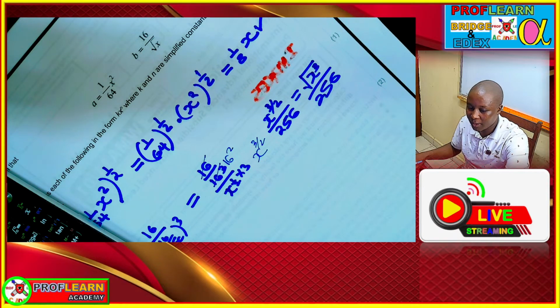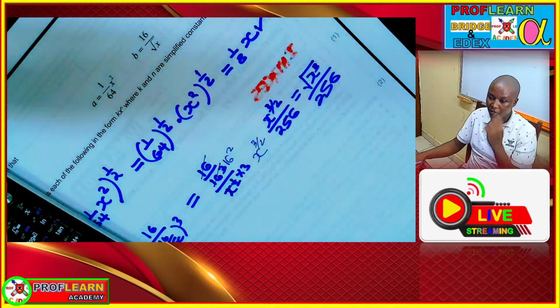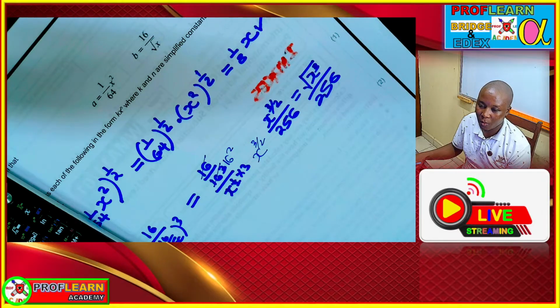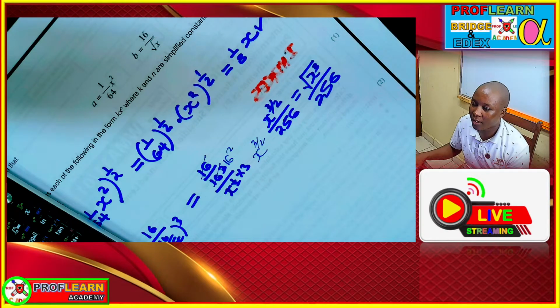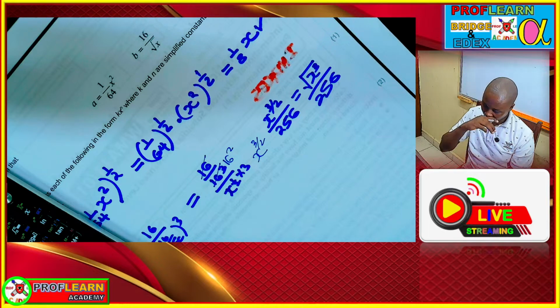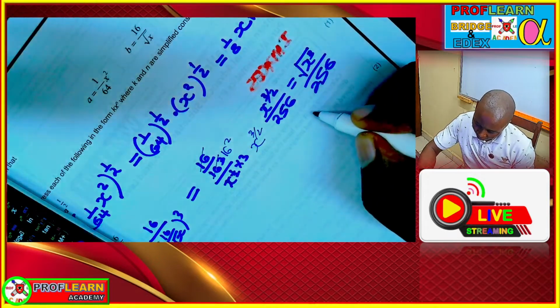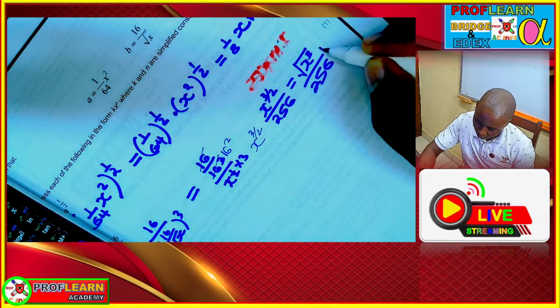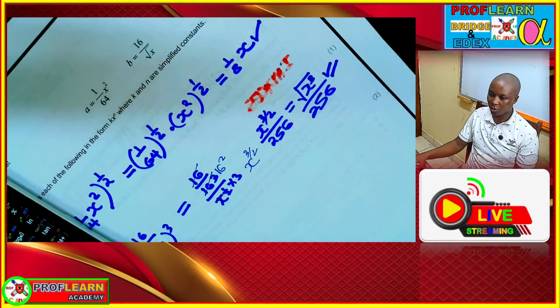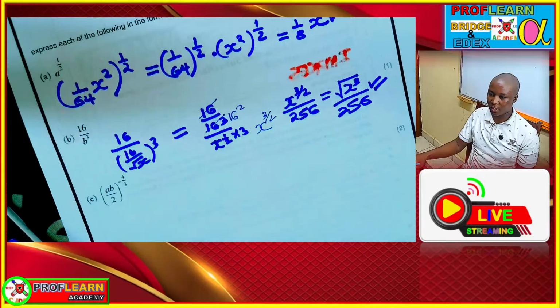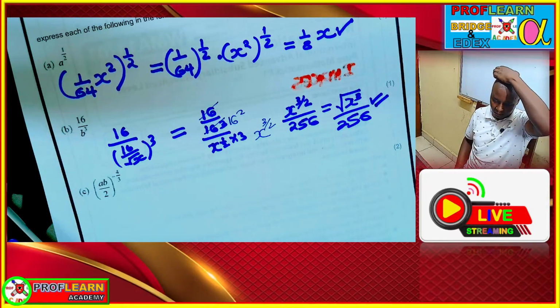I want you to leave a comment in the comment section. Is there a way we can simplify this further, so that I can confirm whether you are following? Check if we can simplify this further. Of course, we can leave it at this point, or we can write it like this. So basically that is what you're supposed to do when it comes to pure math indices questions.